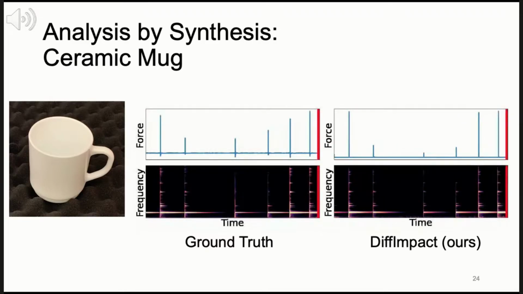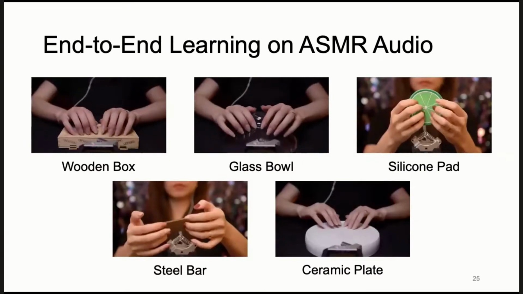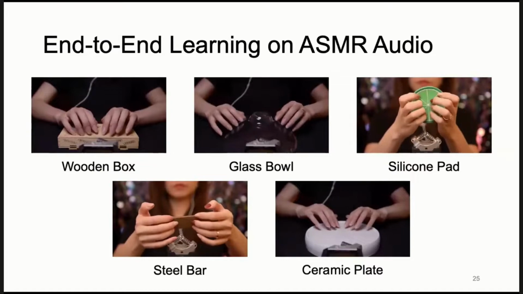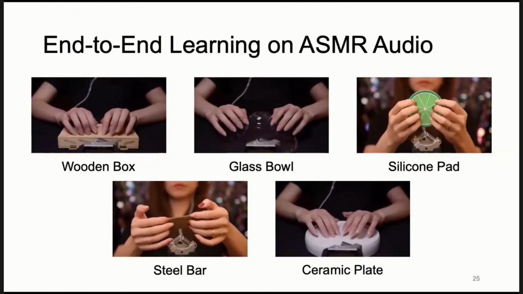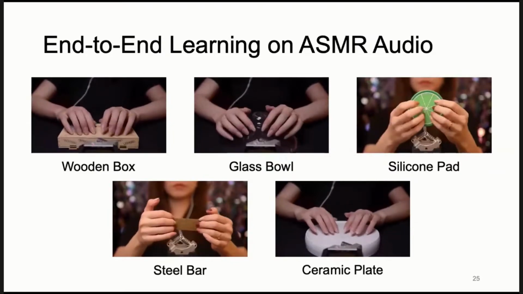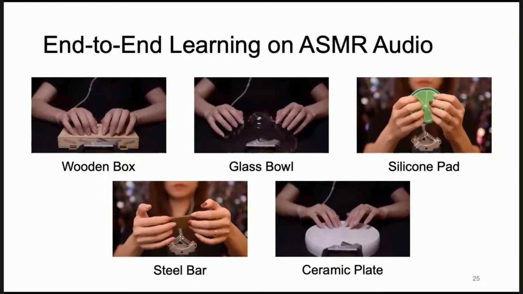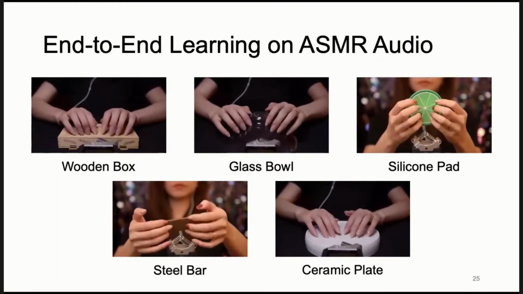Our next experiment shows how diff impact can enable a robot to learn passively acoustic models from in-the-wild impact sound data with many imperfect impacts through an end-to-end learning task. We first curated a dataset of audio from ASMR videos where the creator is finger tapping different everyday objects. We then used diff impact as a rendering layer in an autoencoder for impact sounds.